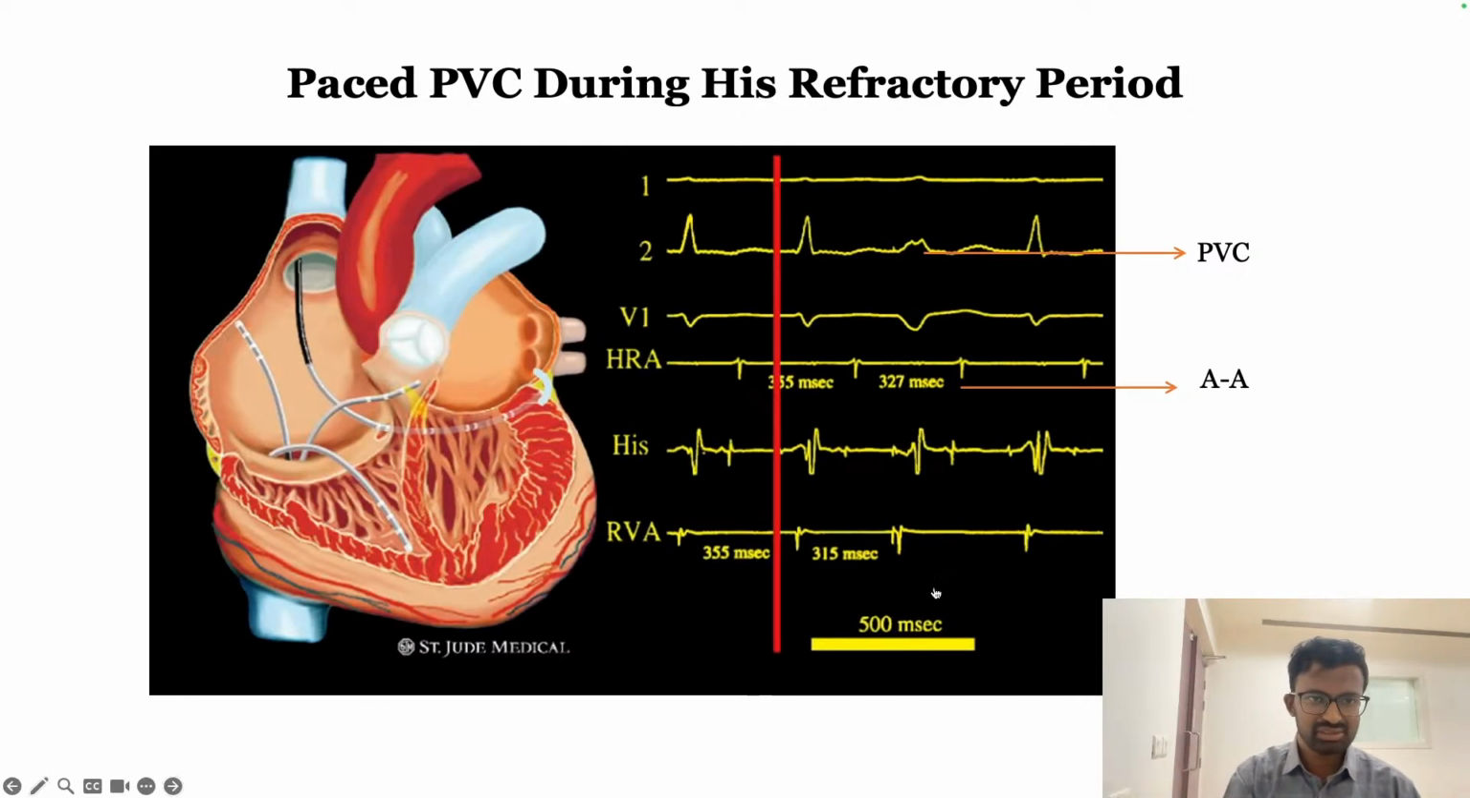Next, this is an example of a PVC delivered during His refractoriness. This is the His catheter. We gave a PVC and you see the ECG morphology change. There is a PVC and you can easily say this is the His catheter. The tachycardia cycle length is 335 milliseconds. We gave the His-synchronous PVC at 315, 20 milliseconds less. You see that A to A is pulled in, from 335 to 320, around 15 milliseconds, so there may be an accessory pathway present.